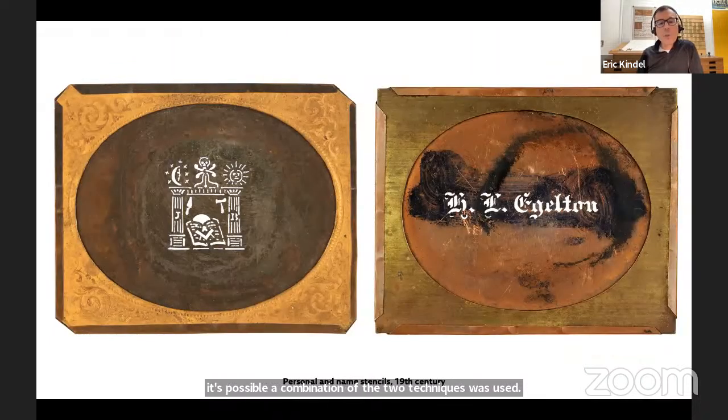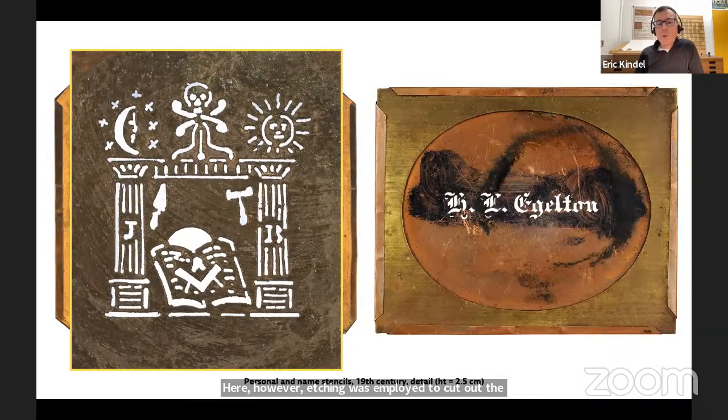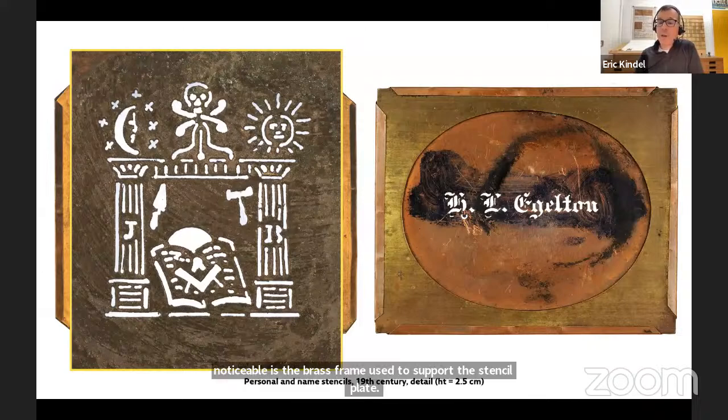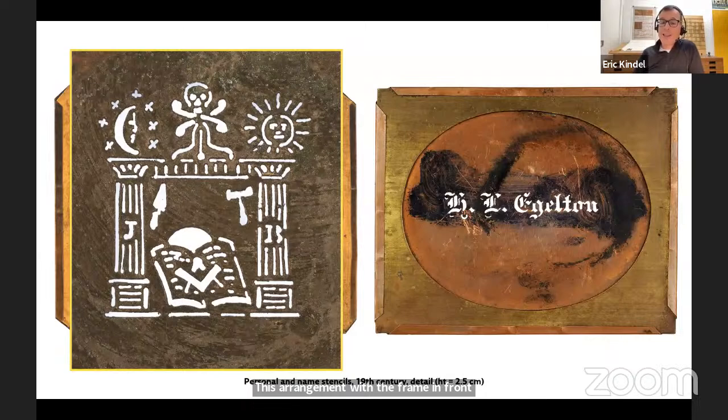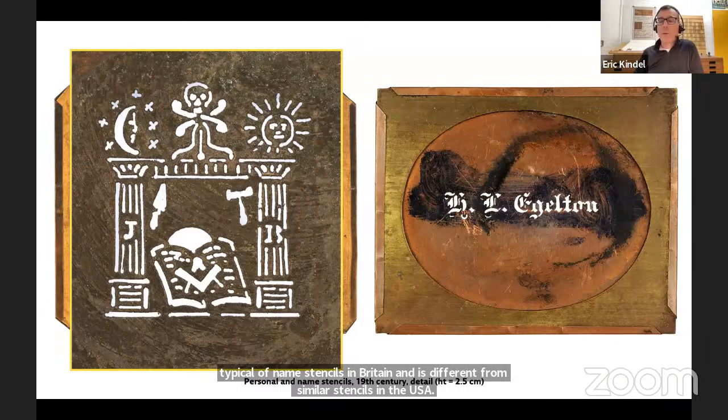Here, however, etching was employed to cut out the complex and delicate forms from very thin brass, which you can see in this close-up of the Masonic iconography. Also noticeable is the brass frame used to support the stencil plate. This arrangement with the frame in front is typical of named stencils in Britain and is different from similar stencils in the USA, in which the frame was placed behind the plate.